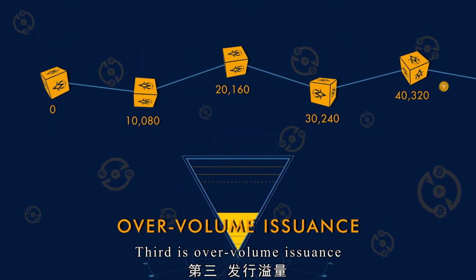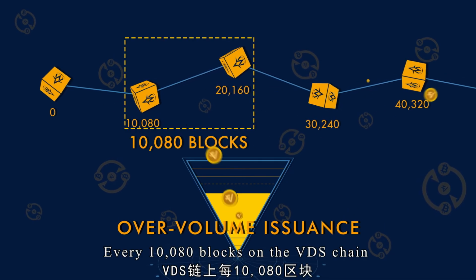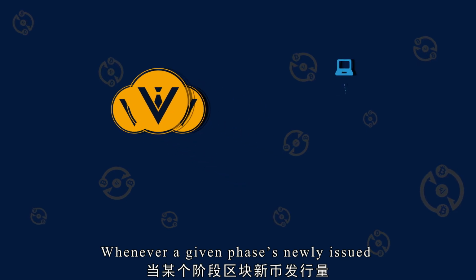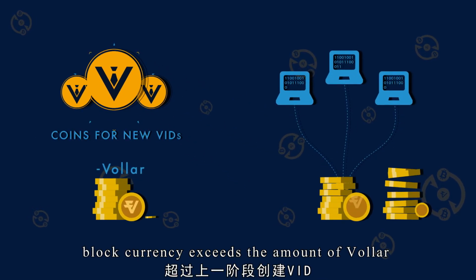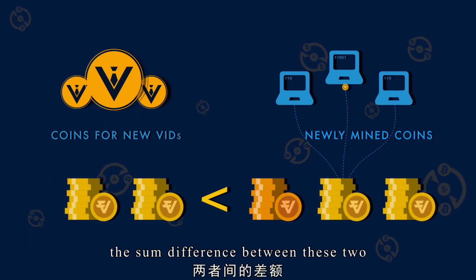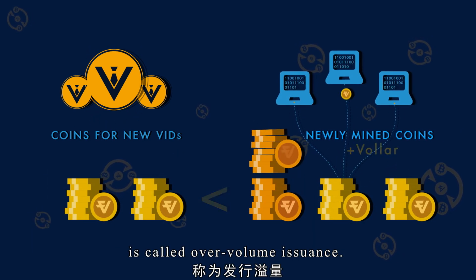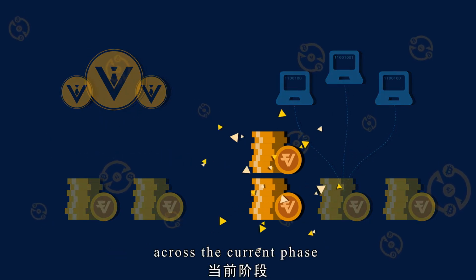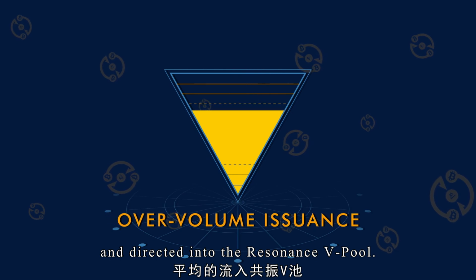Third is over-volume issuance. Every 10,080 blocks on the VDS chain serve as a standard phase. Whenever a given phase's newly issued block currency exceeds the amount of Voller used to create new VIDs in the previous phase, the sum difference between these two is called over-volume issuance. As each block is generated, over-volume issuance is averaged out across the current phase and directed into the resonance V-pool.